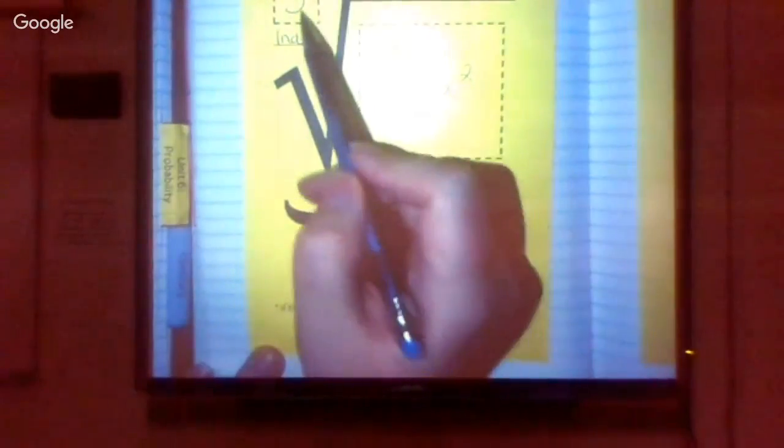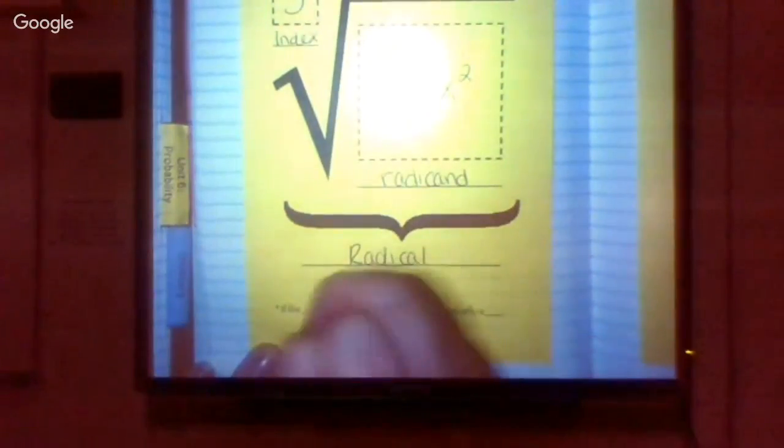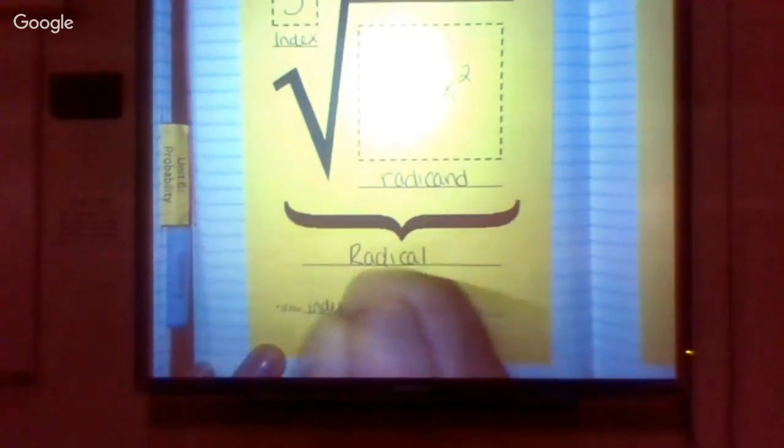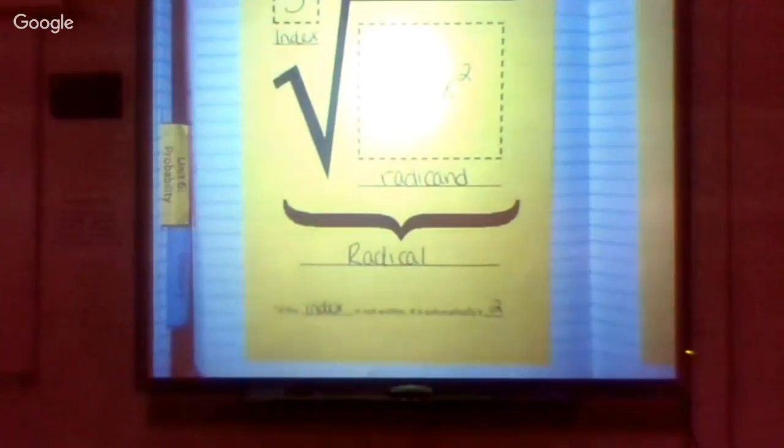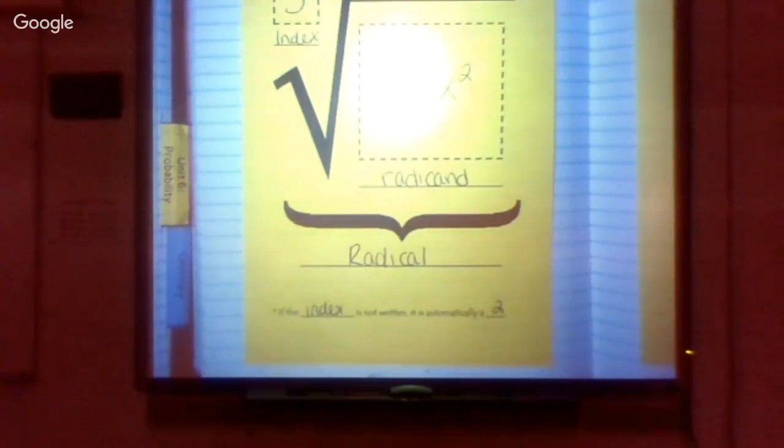If for some reason we don't have a number written here for your index, the index is automatically a 2. So if there is no number written there for an index, it's automatically the square root. Everything else will have a different numbered index written there for you.